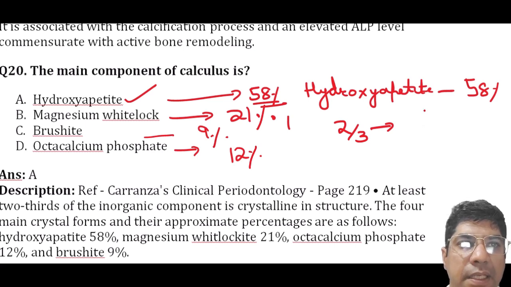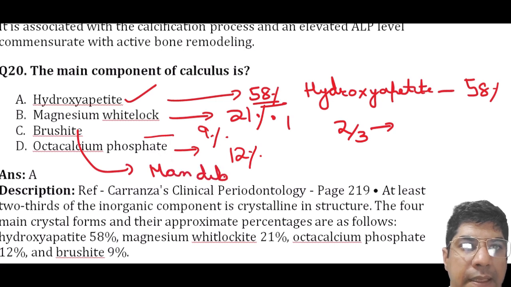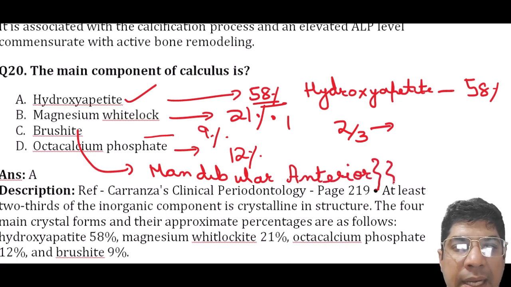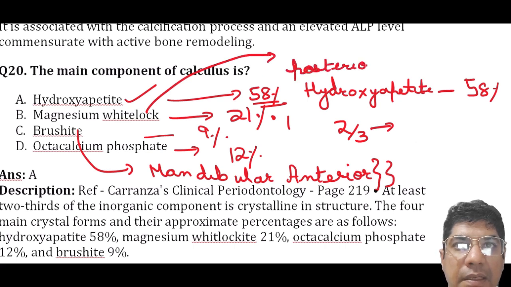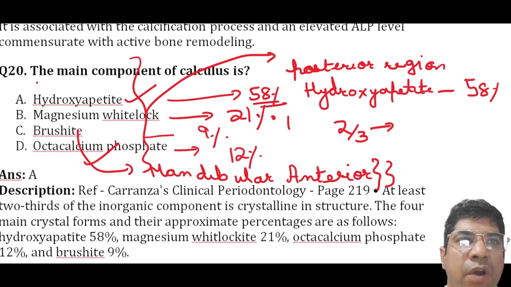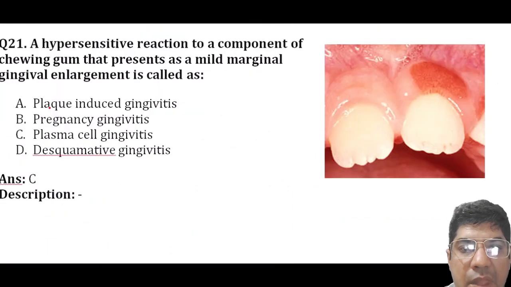Remember, brushite is more common in the mandibular anterior region. So for MCQ, very important: brushite is seen where? In the mandibular anterior region. And magnesium whitlockite is mainly seen in the posterior region. So this one is important. Many MCQs have been framed from these questions.